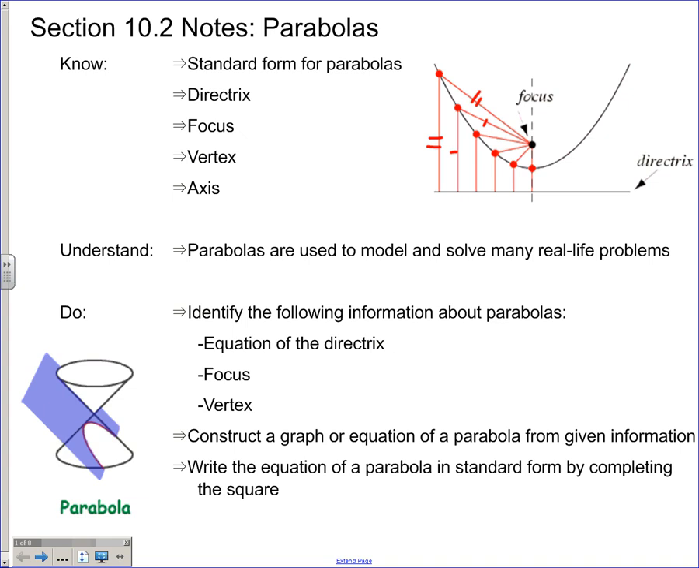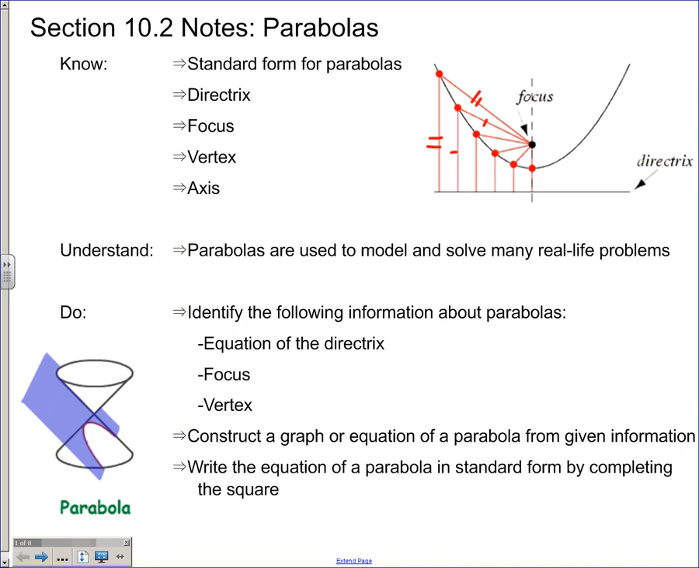Kind of like how with our ellipses, the distance from the two foci, if you add those up, that's a constant. But again, this is a conic section, so if we slice a cone in a certain way, we're going to get a parabola. And we've seen parabolas before, but we're going to see a slightly different way of formatting our equation. So we'll see what that looks like on the next slide.